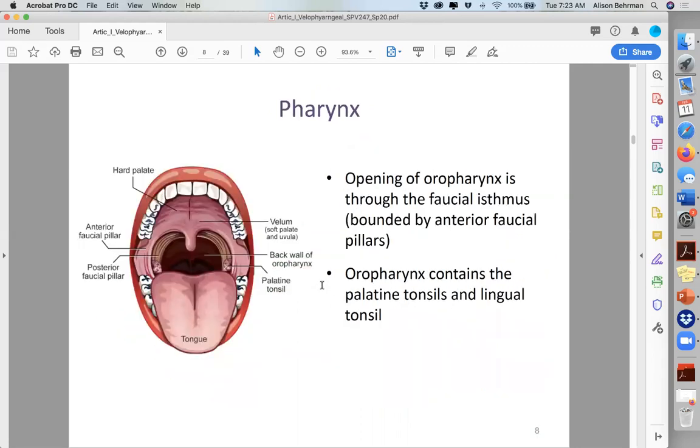Okay, slide 8. Here we have some important landmarks of the oral cavity and oropharynx. We'll come back to the anterior and posterior faucial pillars later, and the tonsils, and the hard palate, and the teeth, and the lips, and the velum. Start learning these landmarks.